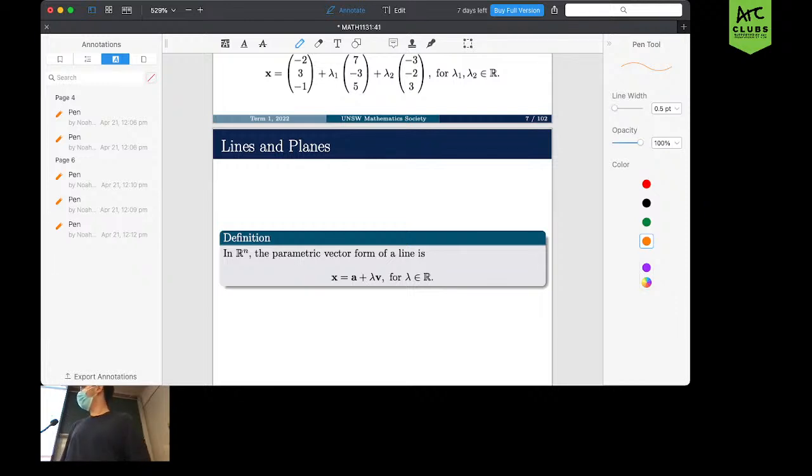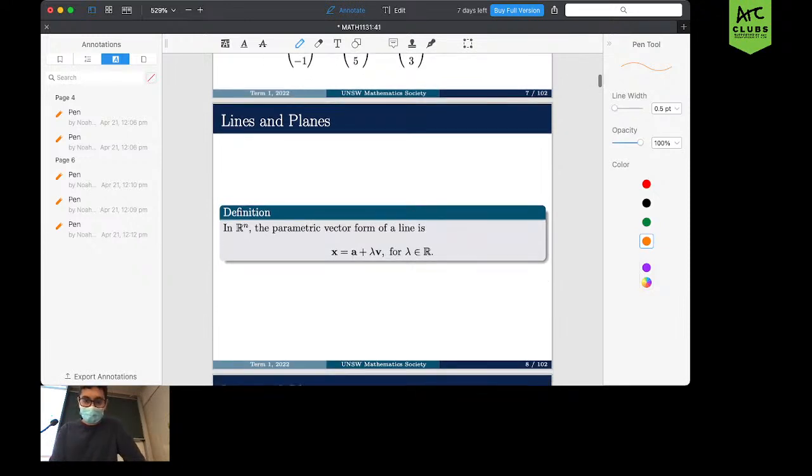So note how this equation is quite similar to the parametric vector form of a plane. The only difference is we're missing that extra lambda 2 v2 component, the direction vector component. Essentially the reason for this is with the planes, we needed two real scalars to create a two-dimension figure. However, for lines, we only need one direction vector component to span out a one-dimension figure. Does anyone have any questions about the definition of a line? Cool. Let's move on to an example of it.